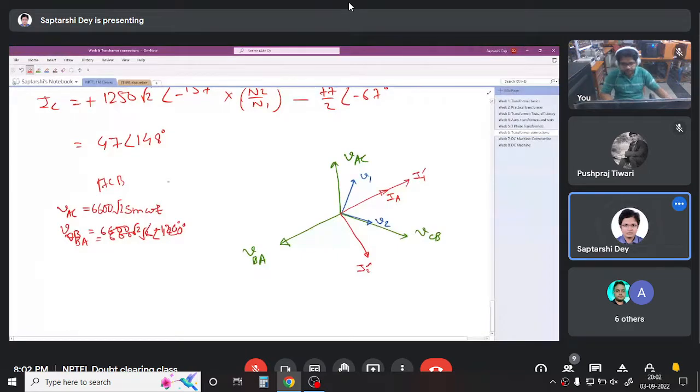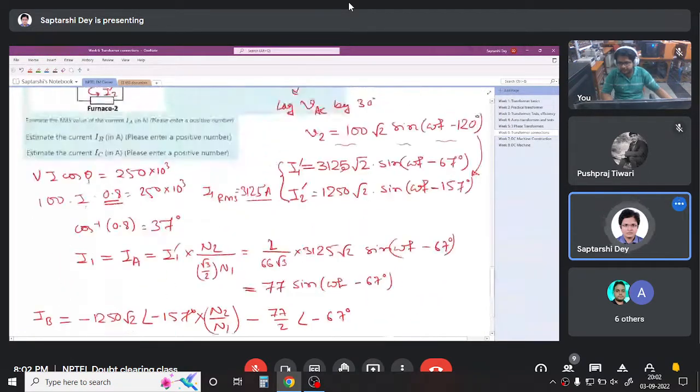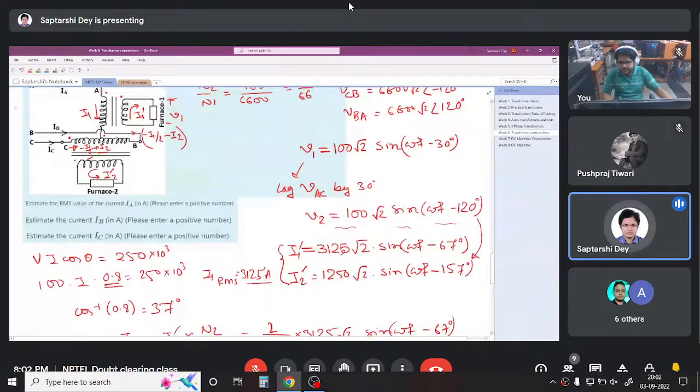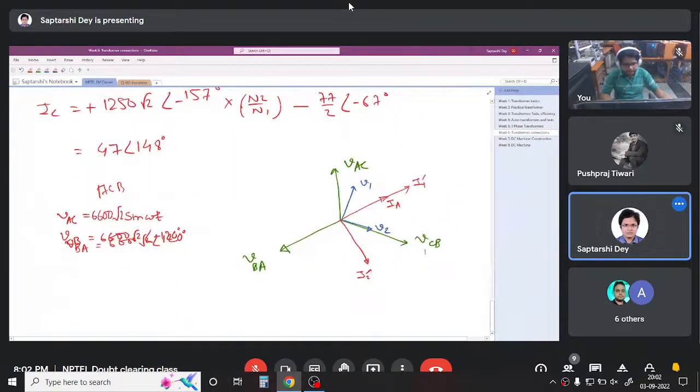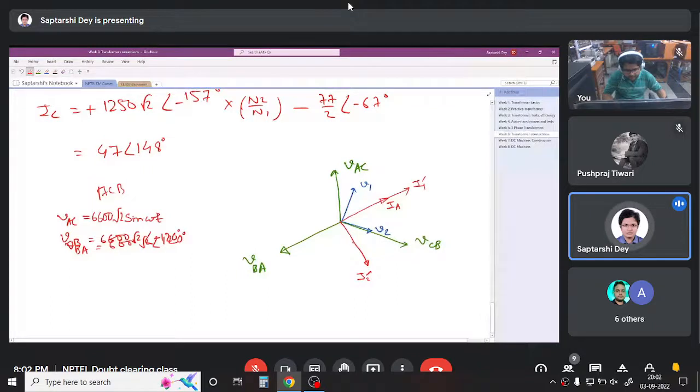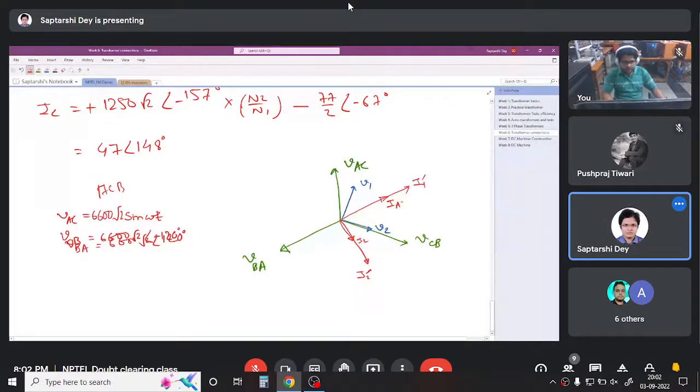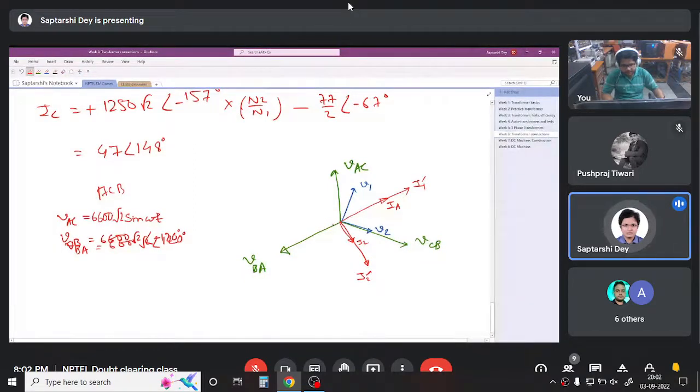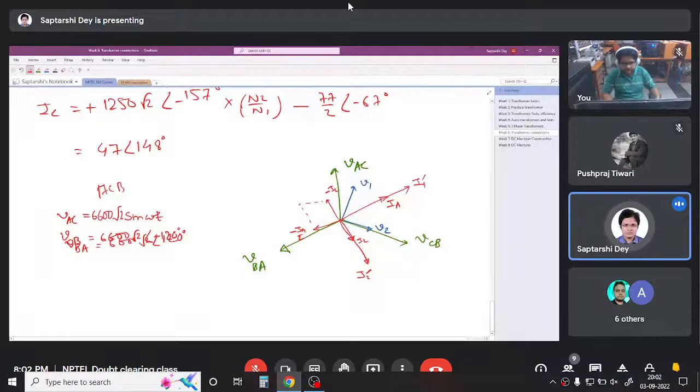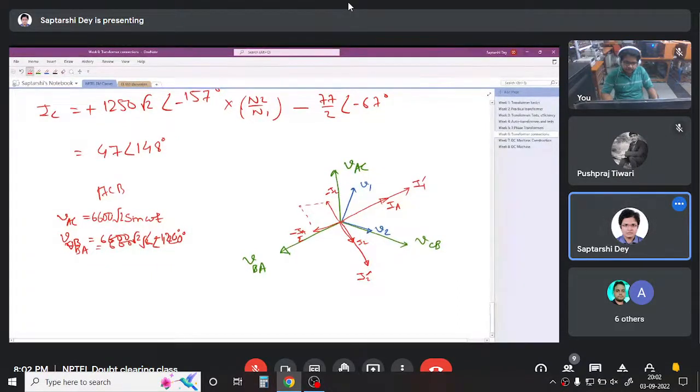Now we have to draw IB and IC. So IB is minus I1 by 2 minus I2. So if this is I2 primed, I2 is somewhere here, exactly along this I2. So I1 primed minus this will be somewhere here. This is minus I1 by 2 or minus IA by 2, and this is minus I2. So if you do a phasor addition of them, you have your IB somewhere here.